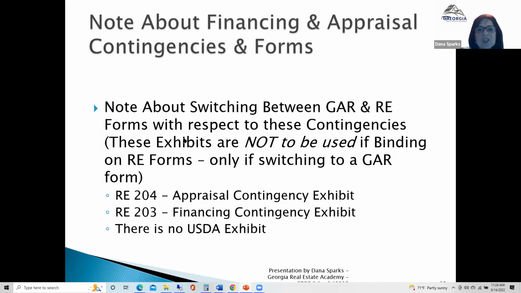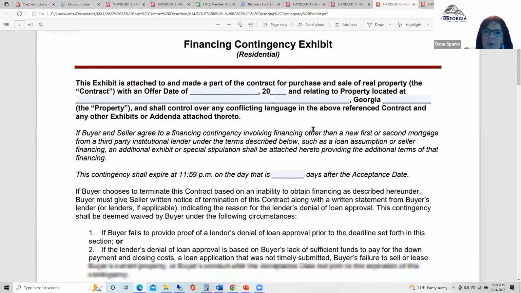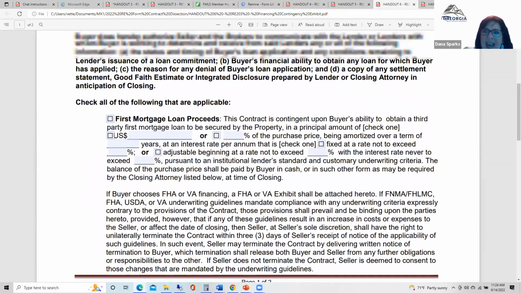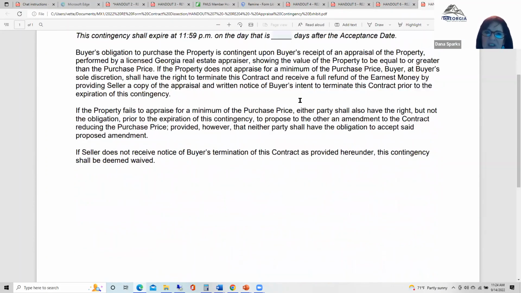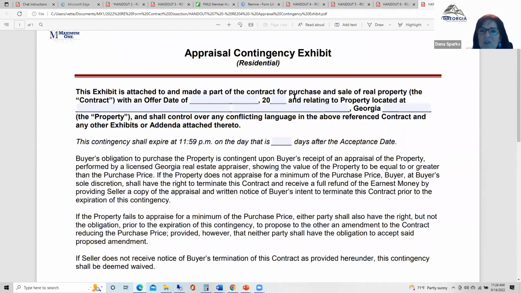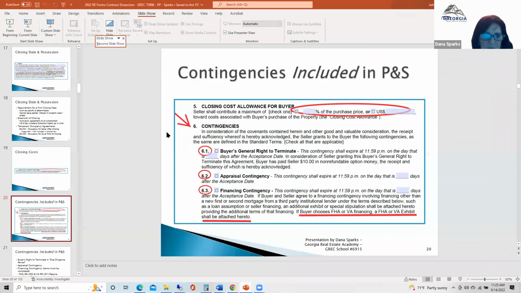In that situation, with respect to the switcheroo between GAR and RE in a counter offer type situation, you as the buyer's agent could then pull out, this is the reason these were created, the RE forms financing contingency exhibit and the RE forms appraisal contingency exhibit to make that contract subject to those contingencies. That's the only reason those are in existence, is for the switcheroo.